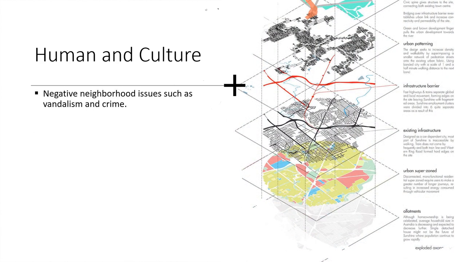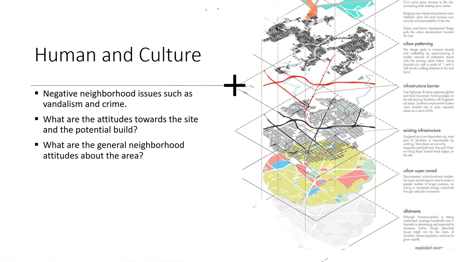What are the negative neighborhood issues, such as vandalism? When you talk about vandalism, that means if you're going to put some hardscape elements on your design, are they resilient to, let's say, graffiti, or are you going to allow them to paint on your walls? That's also one aspect of that. What are the attitudes toward the site and the potential to build? Is the neighborhood happy that you're going to build something like that? For example, if you're going to build a nuclear reactor or a power plant, is the neighborhood around your site going to welcome the power plant or are they going to resist it? That is also very important.